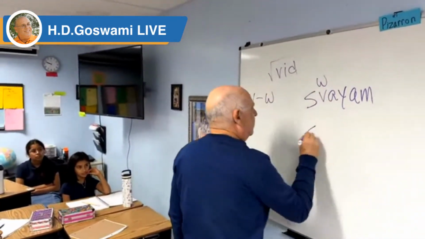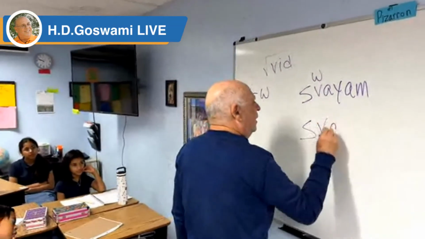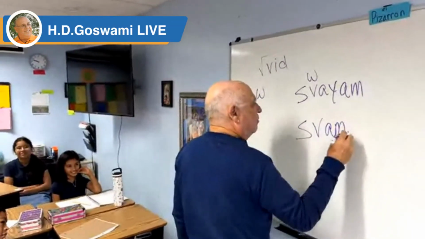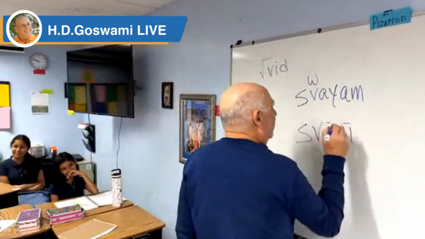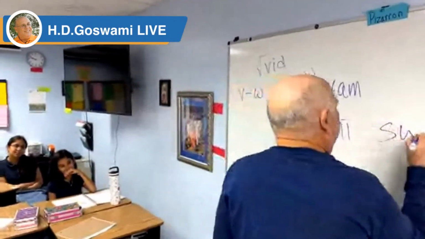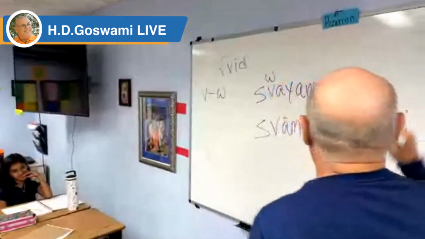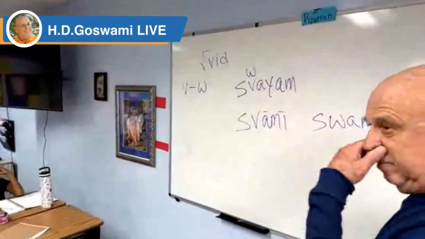Or for example, the word Swami. If you say Swami, it sounds like you're from Eastern Europe. So actually, yes, everyone pronounces it like a W. Swami. Exactly.